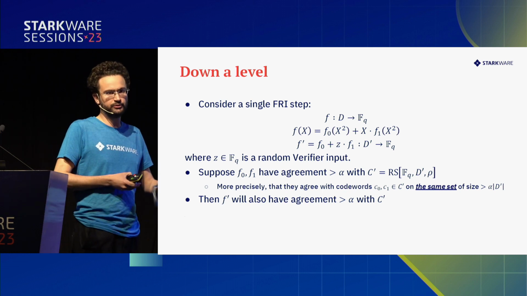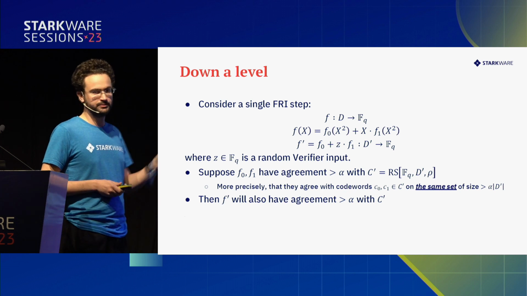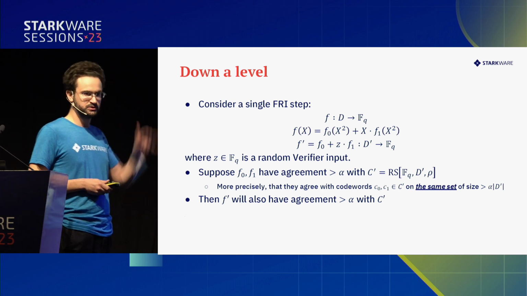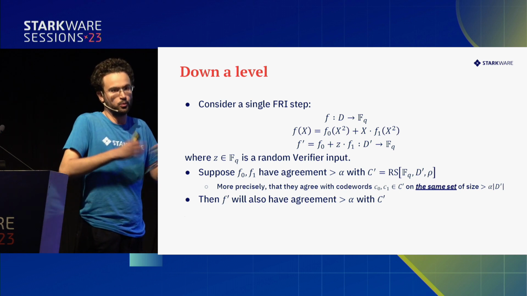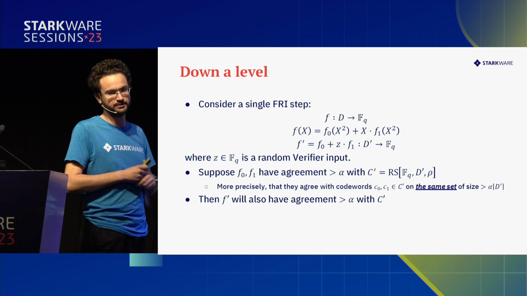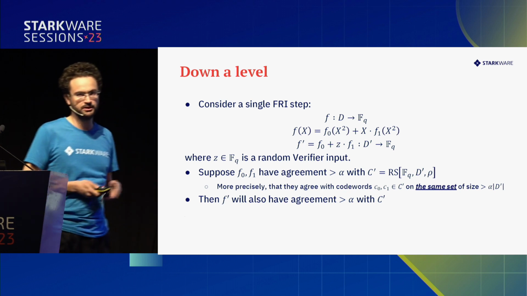If they agree on different sets, then their combinations will agree only on the intersection of these sets. So we need these sets to be also equal. If this happens, then definitely also f prime will have agreement greater than alpha with c prime on that same set. So that's what happens when we go down a level. And in particular, if the agreement is just 1, if these are just polynomials, then f prime will also just be a polynomial, and that gives us the completeness of FRI.